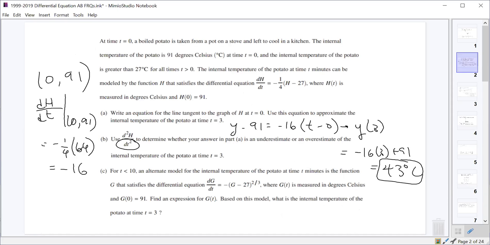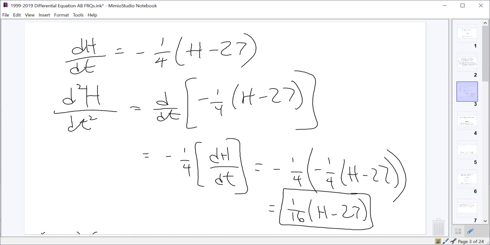Okay. That was not all it asked, though. It had a second part to part B. It said, is your answer from part A an underestimate or an overestimate of the internal temperature? And this is something that they love to ask in these real world differential equation FRQs. Is the approximation from the tangent line an underestimate or an overestimate? So we have to think about this.